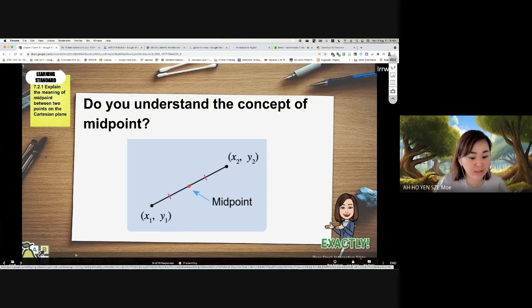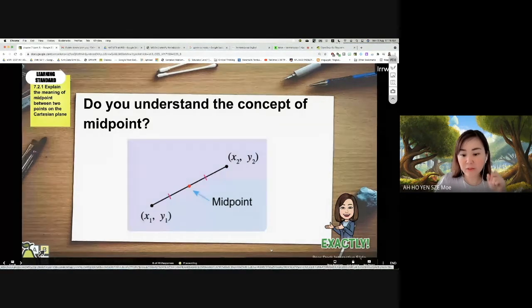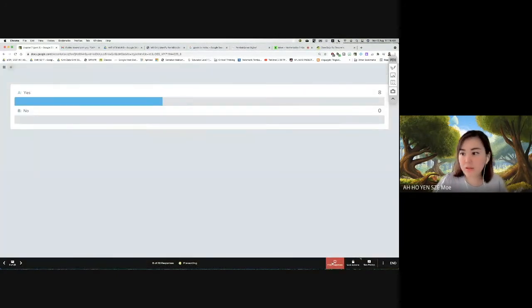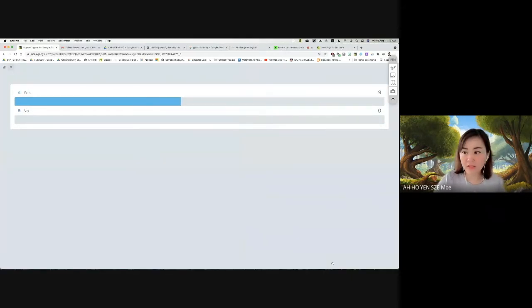Today we'll learn another new formula. So midpoint, remember, middle of the point, from the line segment. That's very simple, okay? So let me see a response. Why only 8 of your response? The rest of you cannot master yet.